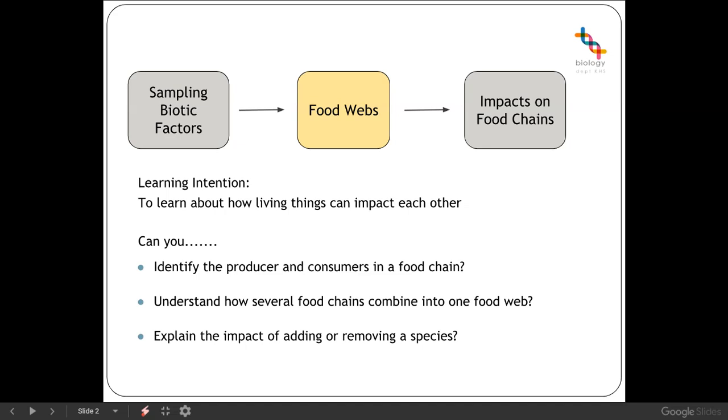Now, once you have sampled your area and you know what you've got in it, you can start to consider how those things interact with each other. So what we're looking at just now is the idea of a food web. You should already know that we've got food chains showing feeding relationships. And for this one, we need you to be able to identify producers and consumers in a food chain. You need to be able to understand how several food chains combine into one food web. And you need to be able to explain the impact of adding or removing a species.